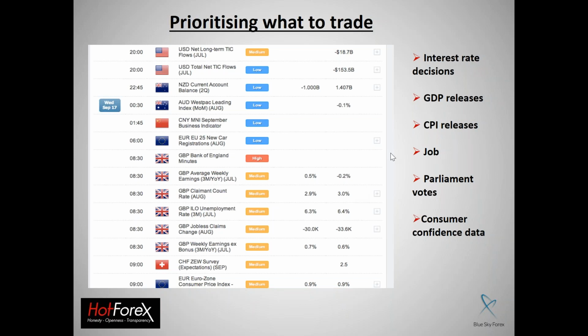So, I just mentioned earlier that these are the major important items that you should be looking to trade. These are the ones that have the biggest influence on the price movement of a currency and a currency pair. But let's dig into this.